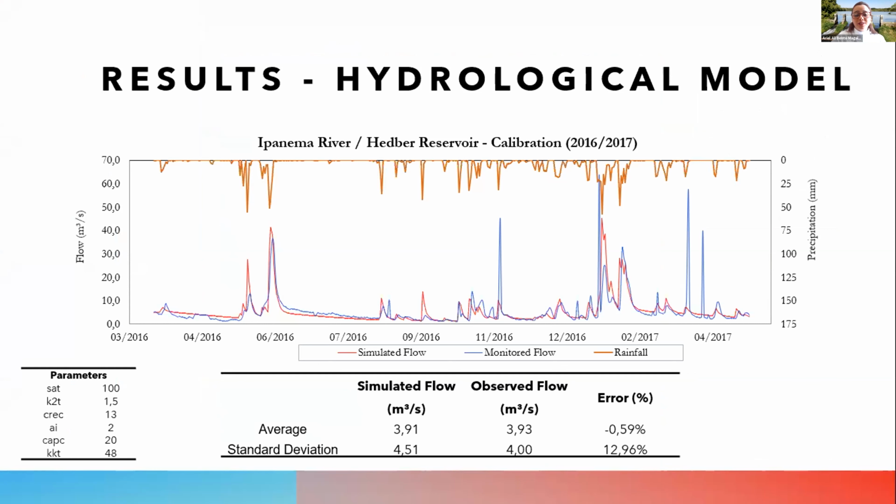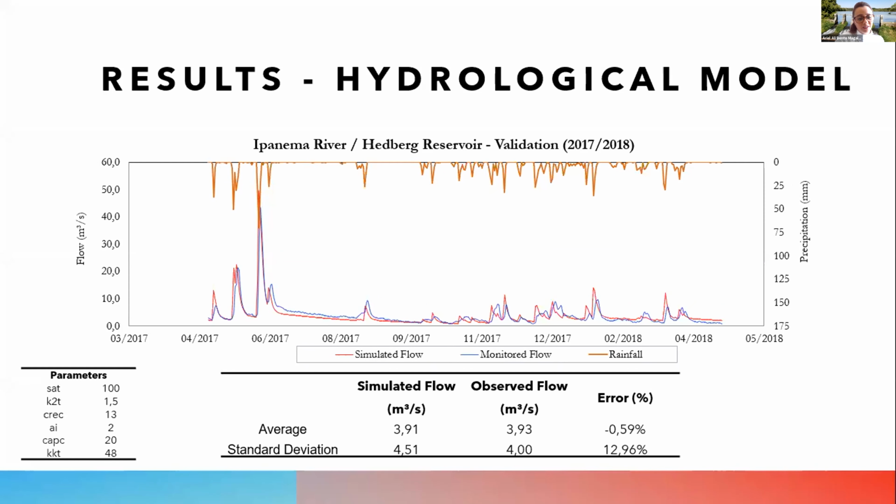Well, to give some results on the hydrological model obtained in SMAP and CABC, we have here the period from March 2006 to April 2007. The red line is the simulated flow, the blue line is the monitored, observed flow, and the orange line is the rainfall, the average rainfall on the catchment. The parameters obtained from this calibration are here on this left table, and those parameters provided us a good validation of the data here on the second figure, where we have the same simulated flow in red, monitored flow in blue, and the rainfall in orange.